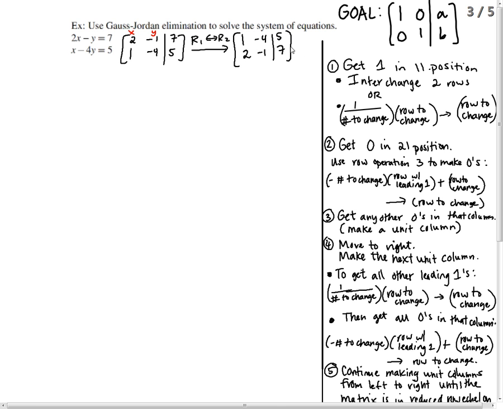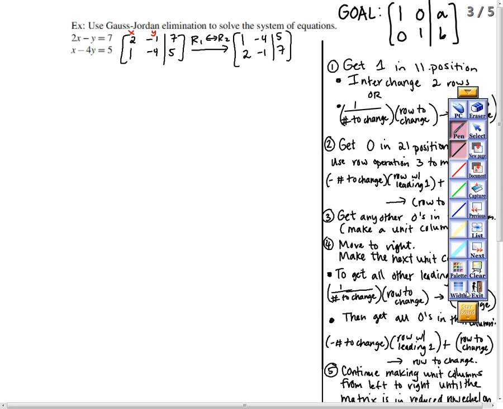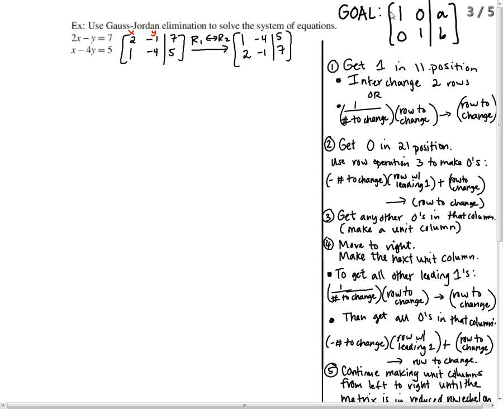This is the same thing as when you're solving this with substitution or elimination or something. Just flipping the order, writing x minus 4y equals 5 first, and then below it 2x minus y equals 7. Your answers will not change, so this is okay. So I look at my goal. I just got the 1 in the 1, 1 position.